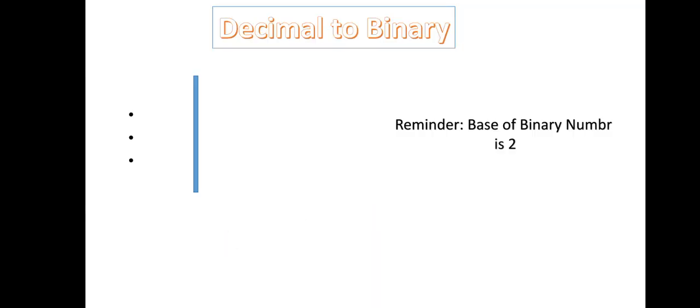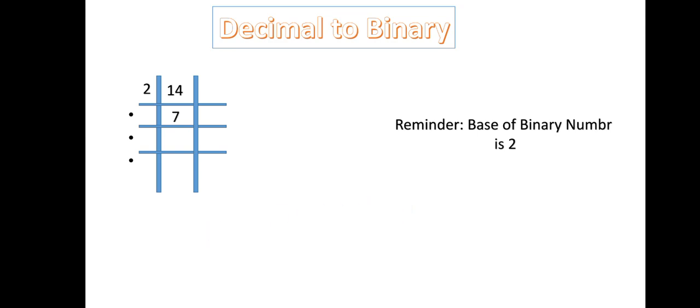So here we have an example in which we'll be converting a decimal number to a binary number. A reminder for you is that the base of a binary number is 2. Here we've made a conversion table, or a calculation table for us. The number that we'll be converting into binary is 14. In order to convert 14 into a binary number, you will be dividing it with 2.